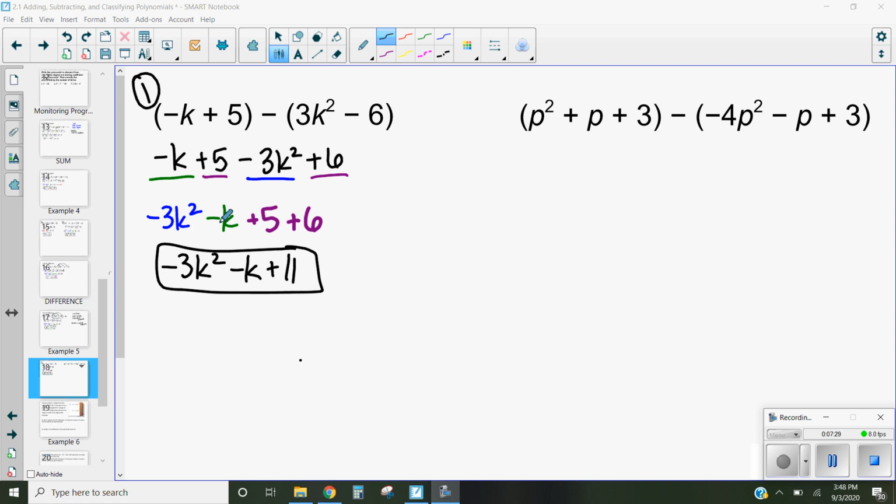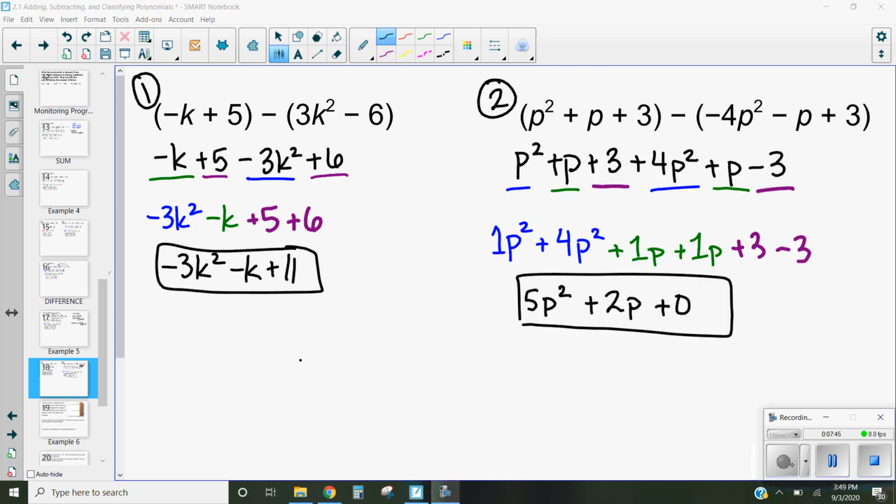Now, just like we did before, take a second to pause the video and I want you to look over this next one here as example number 2. This one has 2 trinomials that we're subtracting. So let's combine those terms, figure out what the difference is between these 2 polynomials. Okay, thanks for taking a look at that. Now go ahead and check out this next example here.